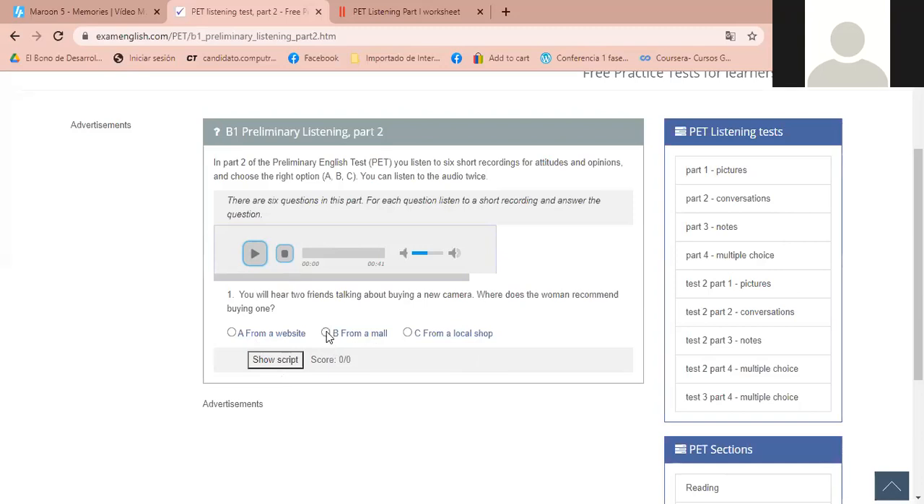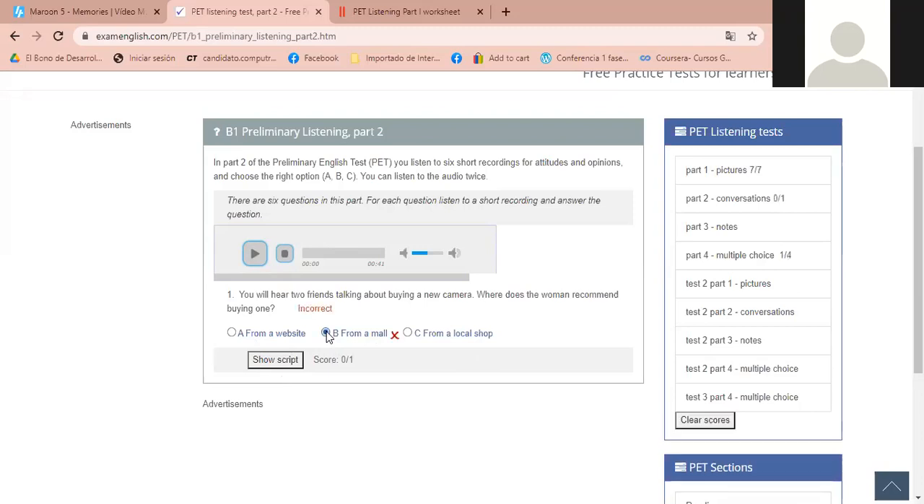Let's see. The mall wasn't included, right? They say that they didn't have a range of cameras, so the mall wasn't the right one. What about website? I have there one option, a website. Okay, it's not the right option because the speaker was saying that he doesn't want to buy online. And the last one we have is from a local shop.